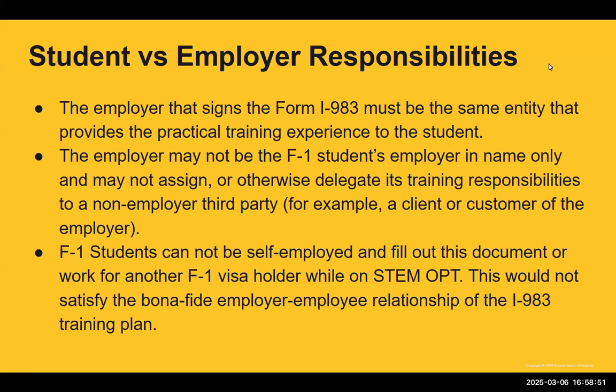The employer that signs the Form I-983 must be the same entity that provides the practical training the student receives. The employer may not be the F1 student's employer in name only and may not assign or otherwise delegate its training responsibilities to a non-employer third party, for example, one of its clients or the customer of the company. F1 students may not be self-employed and fill out this document on their own or work for another F1 visa holder while on STEM OPT. This would not satisfy the bona fide employer-employee relationship of the I-983 training plan, which is a requirement by USCIS.